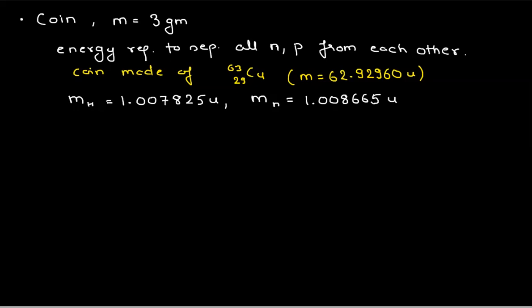Will there be a small difference between proton and hydrogen mass? Yes, here that is fine. We are ignoring the electron's mass, which is 10,000 times smaller than the mass of a proton.